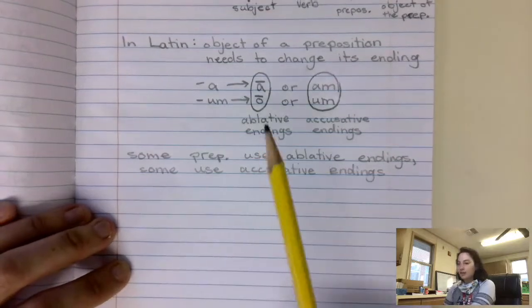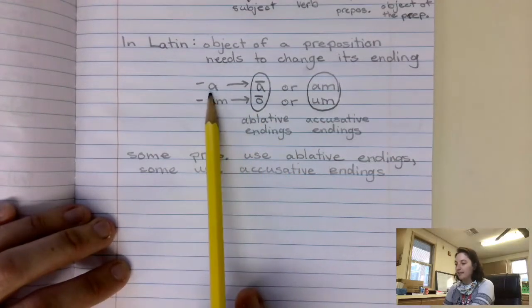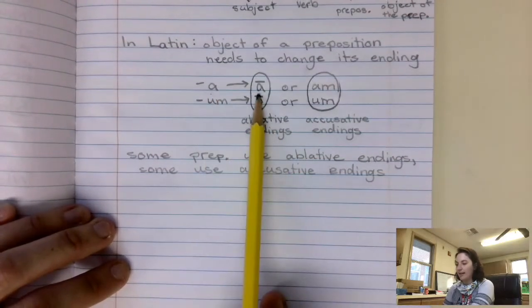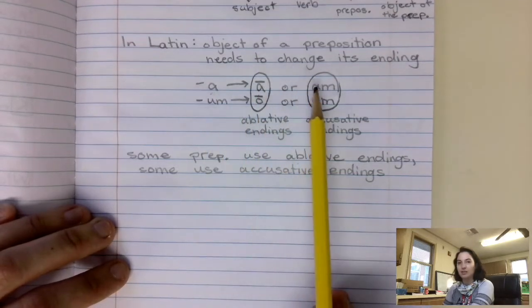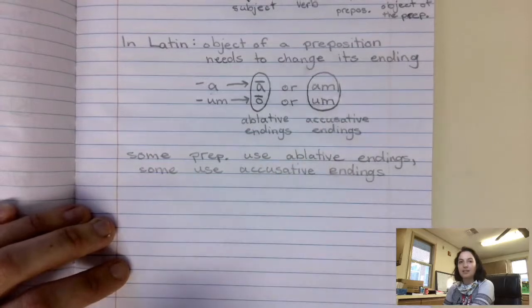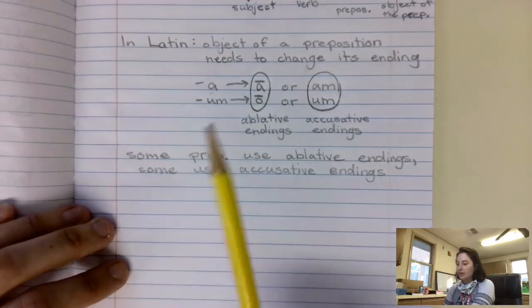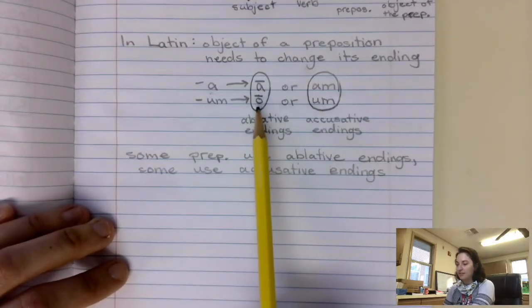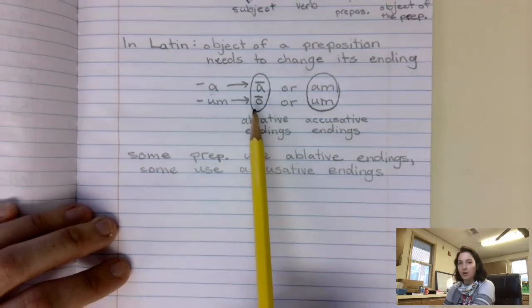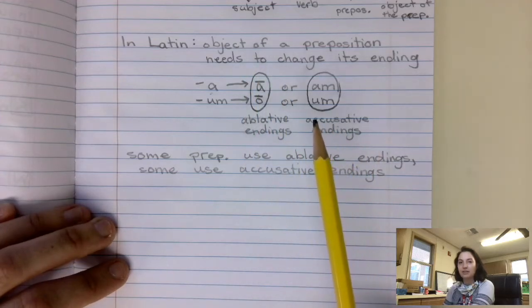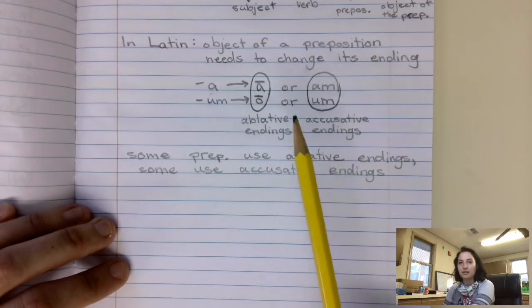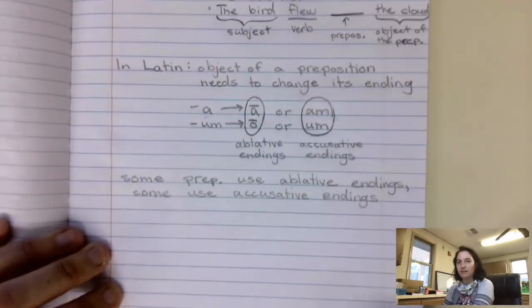Certain prepositions will take this A and change it to a long A, but other prepositions will take that A and change it to an AM. As a general rule, prepositions that don't show motion or that show motion away from use the ablative, and prepositions that show motion towards use the accusative.